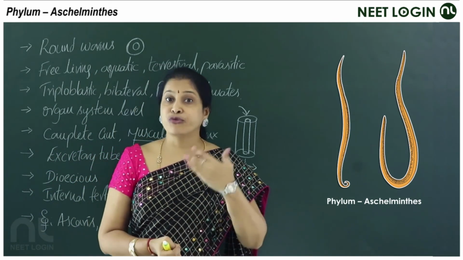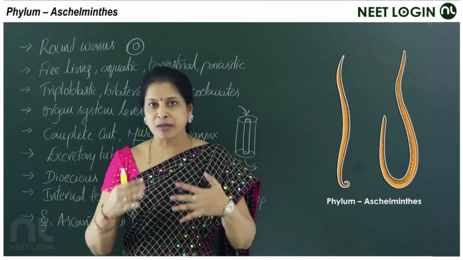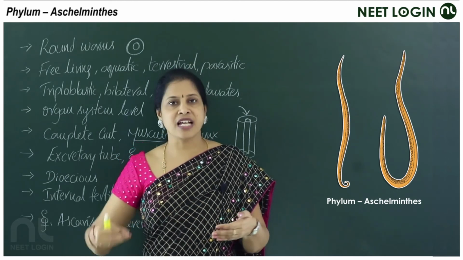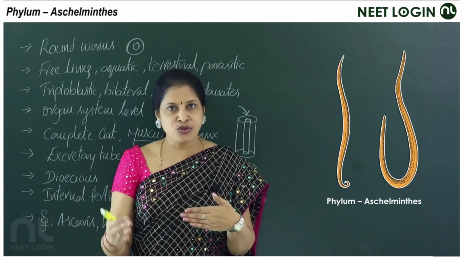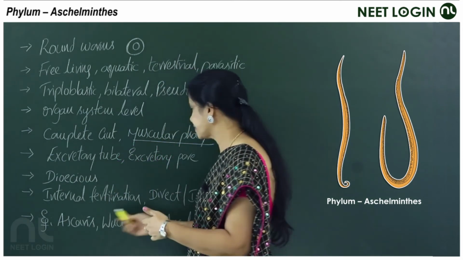The development may be either direct or indirect, because some of the Aschelminthes members are viviparous. They can give birth to the young one. No need to go into that much deviation, but in order to justify that, in some the development is direct. They don't pass through larval stages, but in some it is indirect development.